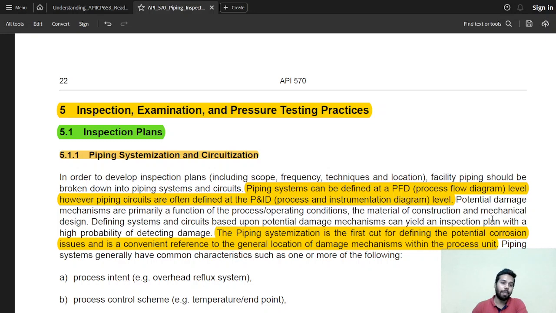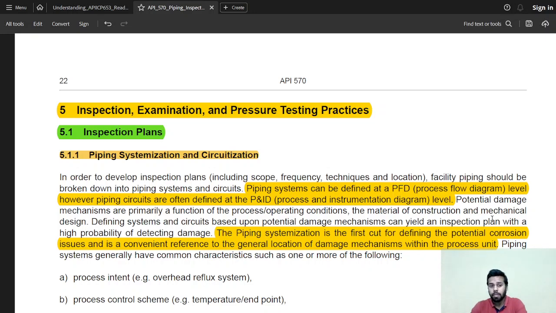So, inspection plan, piping systems and circuitization. The first thing we have to understand: if an organization has multiple pipes installed, it will be really tedious work to check each and every pipe for all the different details. So, to make our lives easier, the piping systems should be circuitized. Circuitization means that similar pipes in similar service, with similar operating conditions and similar flow characteristics, will be considered into one piping system and processed accordingly.